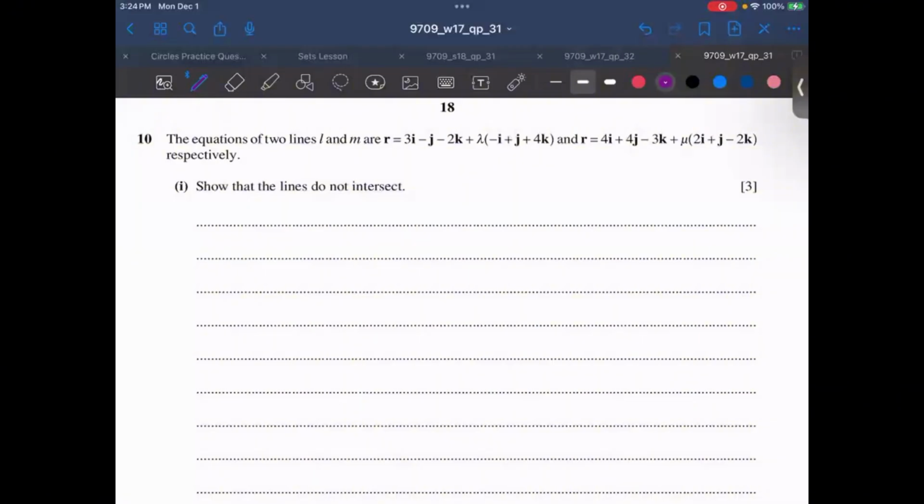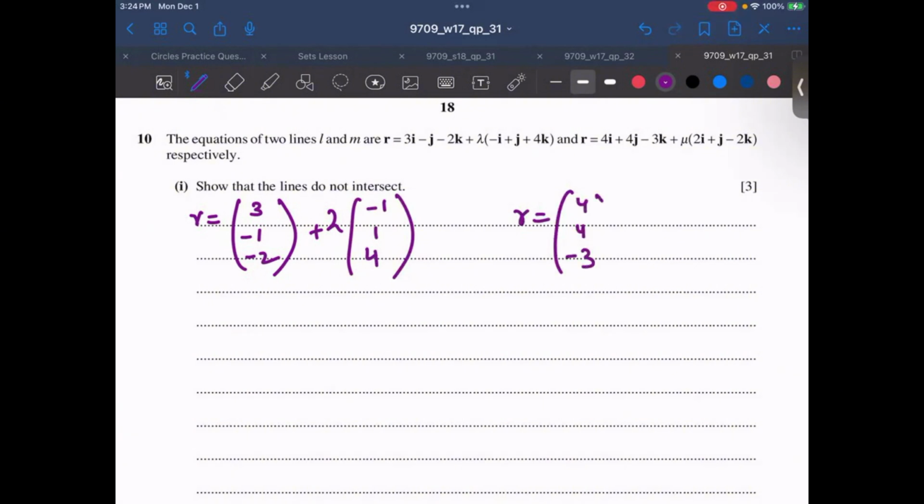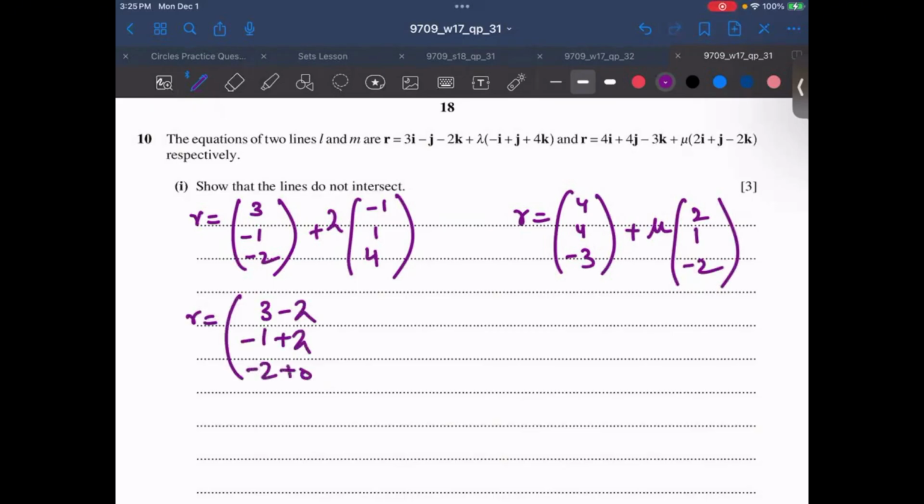In question 10, the equations of two lines are given and we have to show that the lines do not intersect. Now, to show that the lines do not intersect, first let's write down each of these equations in parametric form. So this will be (3, -1, -2) plus lambda (-1, 1, 4). And the second equation will be (4, 4, -3) plus mu times (2, 1, -2). So this equation can be written as (3 - lambda, -1 + lambda, -2 + 8 lambda). And this can be written as (4 + 2 mu, 4 + mu, -3 - 2 mu).